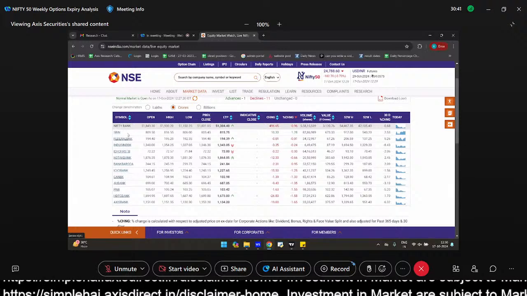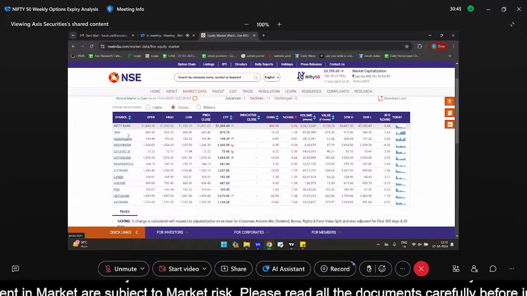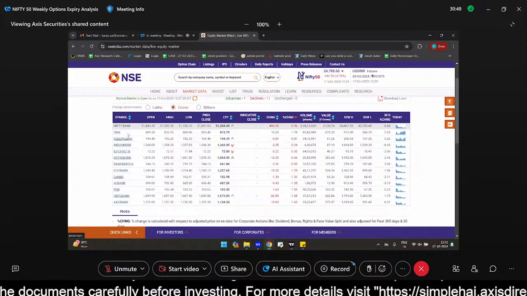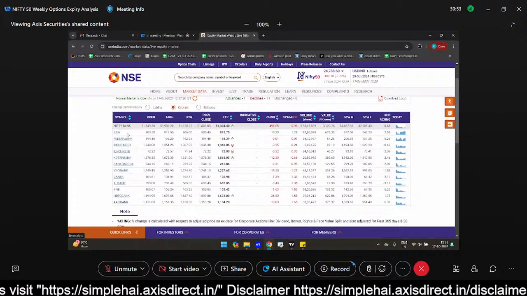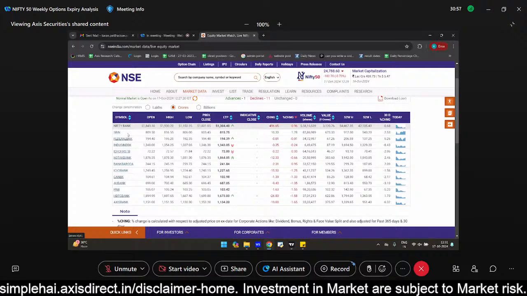So SBI is the one trying to pull back the Nifty, Bank Nifty, but the rest of the 12 stocks are pulling down the Bank Nifty, and majorly that is HDFC Bank and PNB. So it can be a downtrend for the Bank Nifty if this momentum continues.